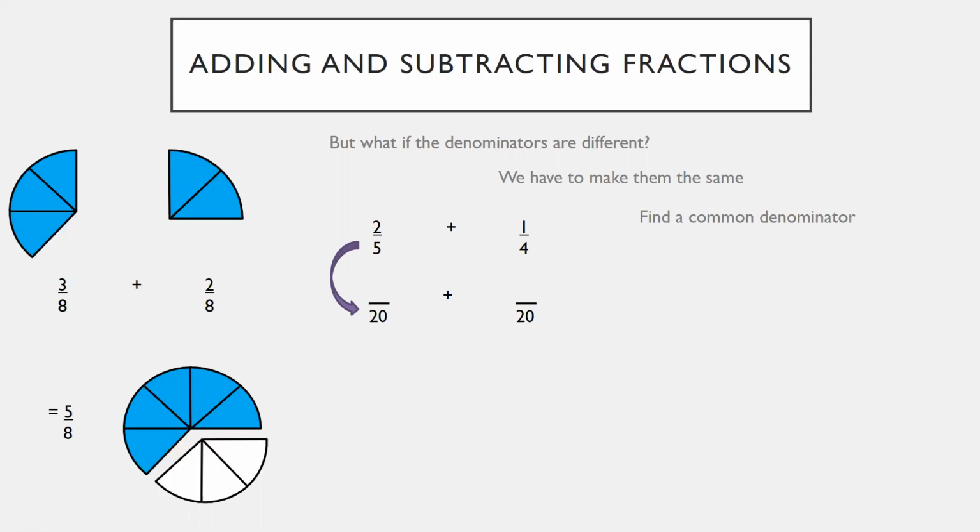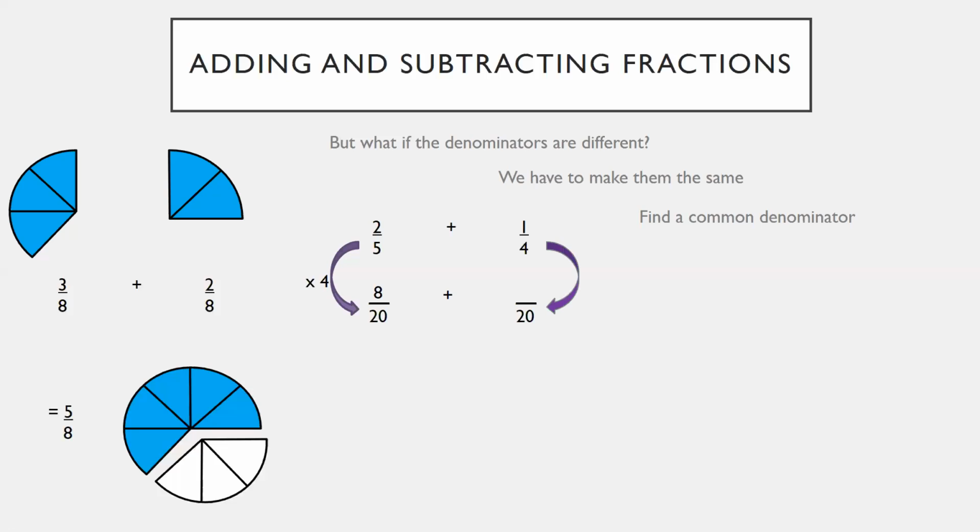So this first fraction, how did we get from 5 to 20? Well, it got times by 4. 5 times 4 gives me 20. And then remember, whatever you do to one of the numbers, you must do to the other one. So that means we need to do 2 times 4, and that gives us 8.